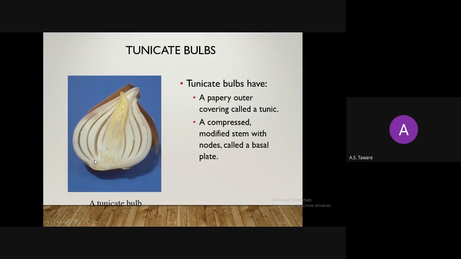When you are using onions for cooking, you cut this part so that the leaves can be separated. You have to cut this part. This part is not generally used in your cooking. Are you doing this? Yes, so this part is not used. This is what we actually include in the modification of stem.